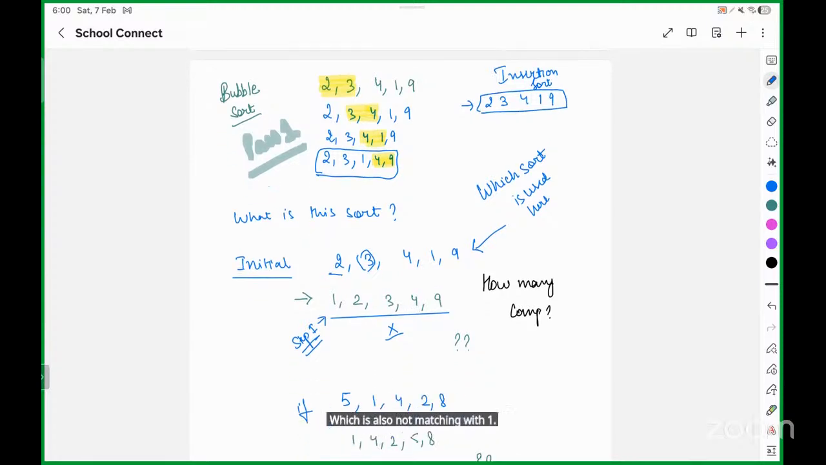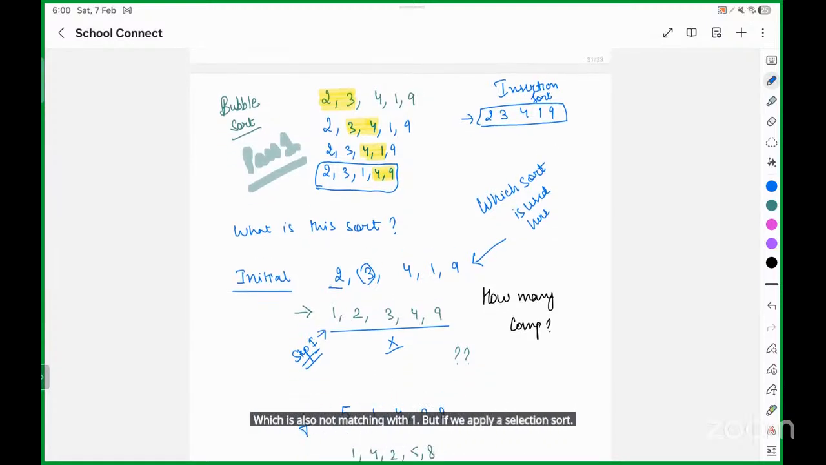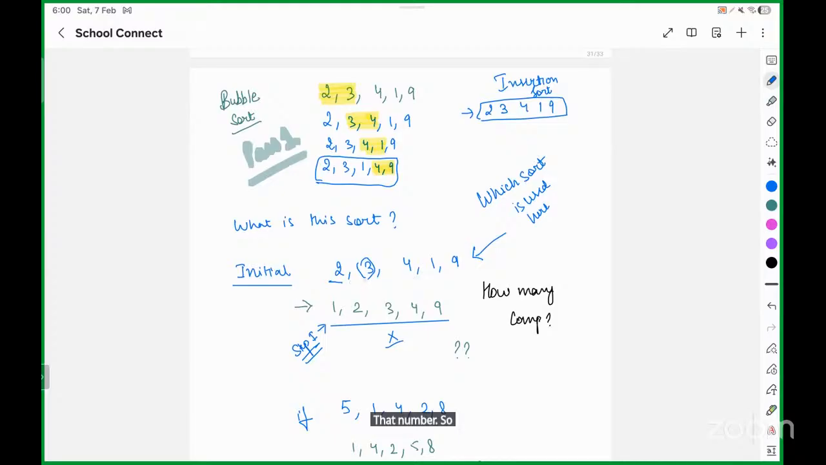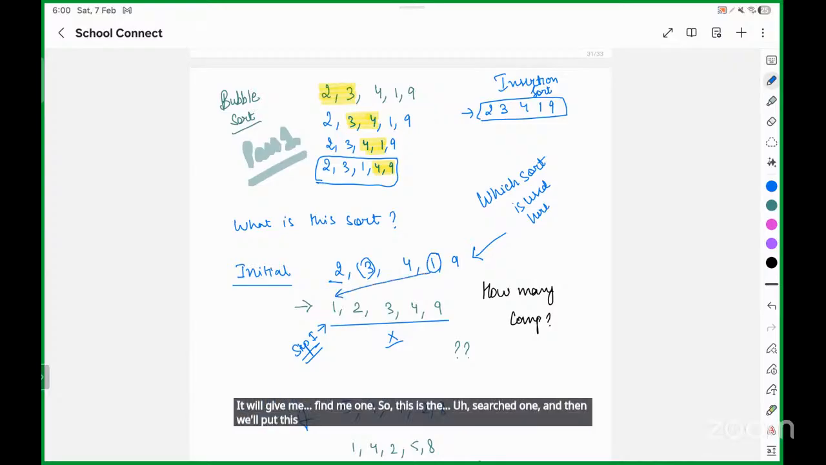But if we apply selection sort, if we look at this, we will find the minimum of all this and then swap it with that number. So if we look at this, it will find me 1, the searched one, and then we'll put this into the left hand side. So this will be the selection sort.